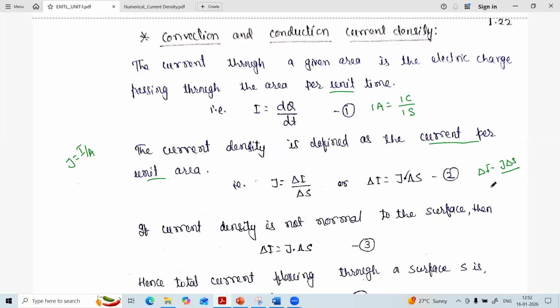This is the situation when current density and area vectors are both in the same direction, that means J is perpendicular to the surface. If the current density is not normal to the surface, then we write it with the help of the dot product, that is del I equal to J dot del S.